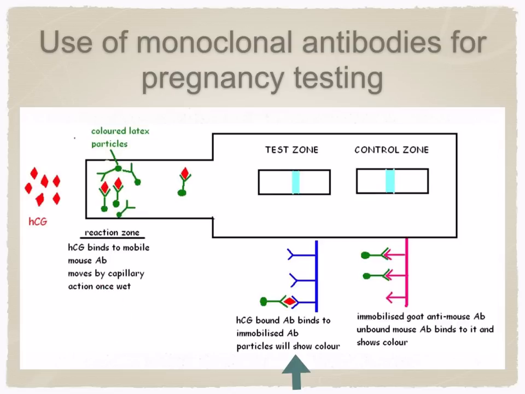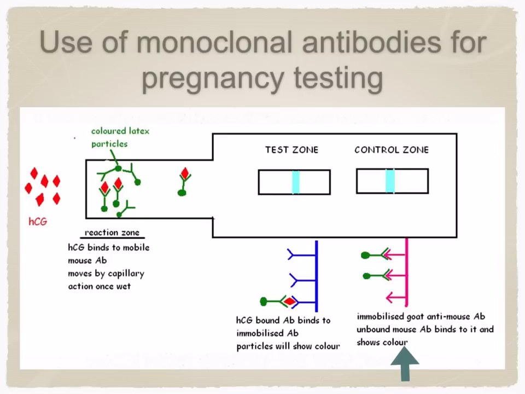The HCG antibody color complex moves along the strip until it reaches a narrow region where another type of monoclonal antibody is immobilized. The HCG antibody complex is trapped by these second antibodies, and this creates a colored line. So it's that first colored line.